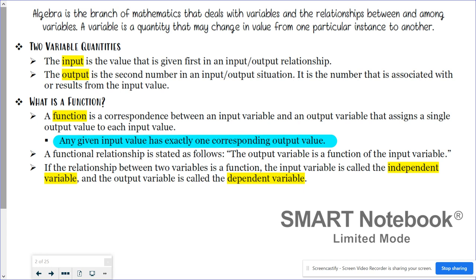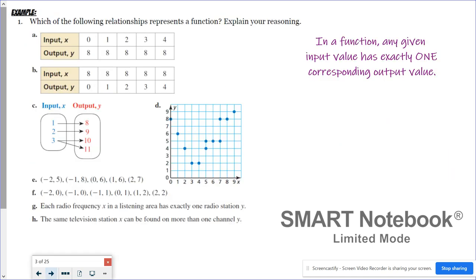Now, when you identify a relationship to be a function, we can then say that the input is the independent variable, and the output is the dependent variable. Okay, but that's if it is indeed a function. So let's take a look at some relationships and determine whether or not they are functions by definition. Just remember that in a function, any given input value has exactly one corresponding output value.